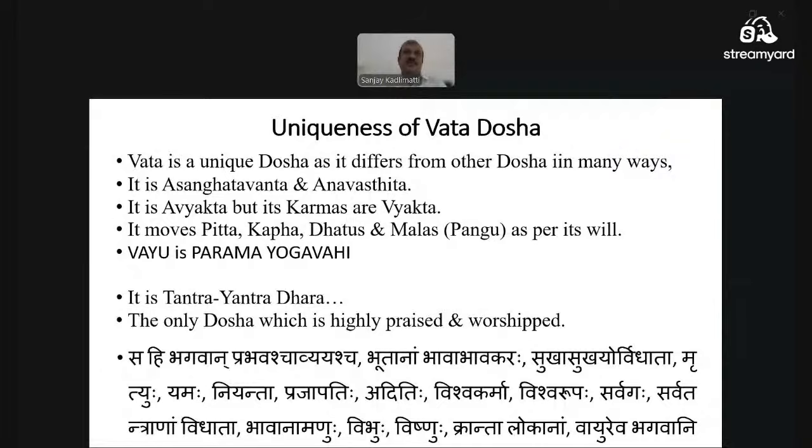For example, if there are severe thunderstorms with heavy speed winds, the advertisement boards and the metal sheets on the huts in some villages will all fly away. So strong Vayu, 100% no chance of Avarana. Weak Vayu, chance of Avarana. And Vayu being Parama Yogavahi will quickly attain the qualities of the thing which it has mixed with.